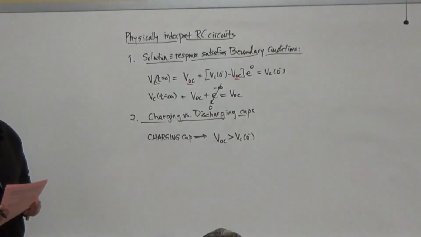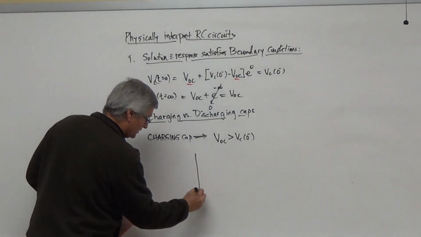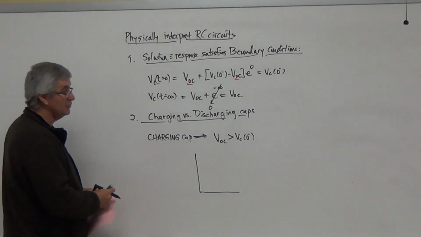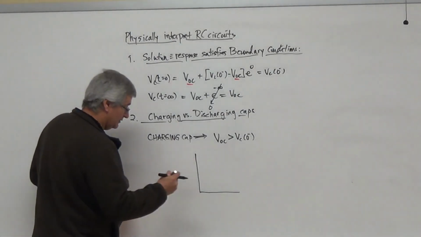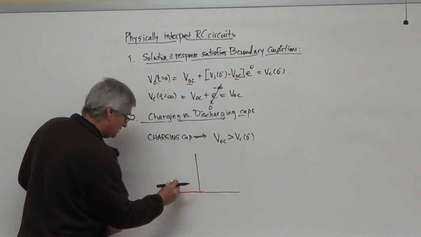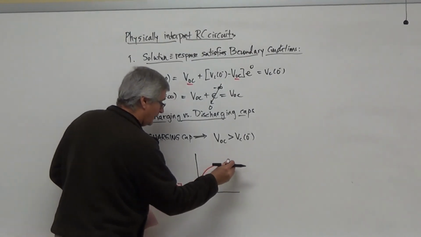Now, physically, if you just plot this thing, I'm going to assume that I have an uncharged capacitor, so I'm going to say that this is VC of 0 minus, and then this guy is going to come all the way up.